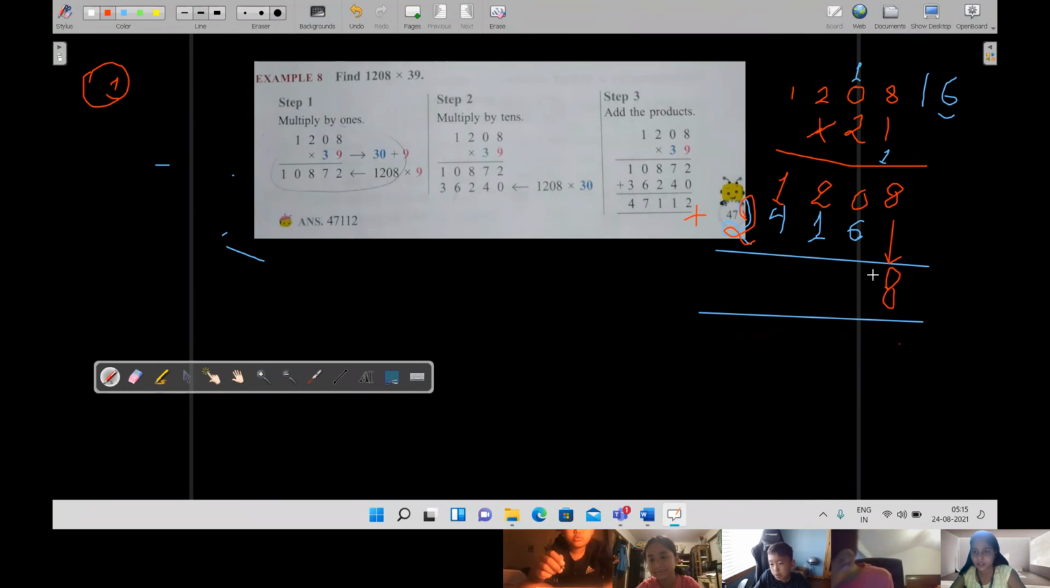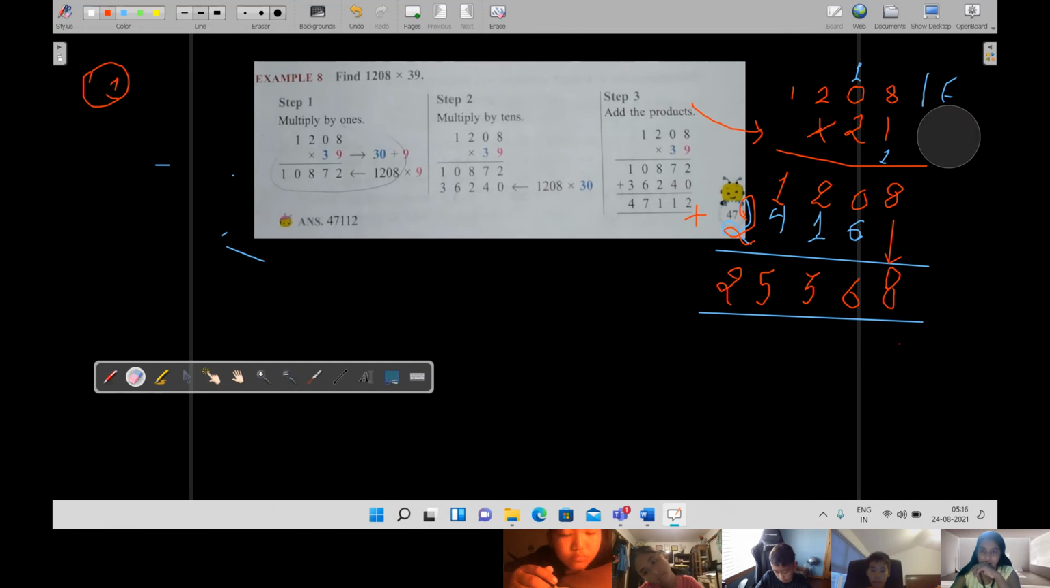We have to just add it. 6. Here is what? 6. Fine. After then? 5. Okay, fine. After then? 2. Yes. So you can see that is the method I'm using. Is there any problem? Now you understand? Yeah. So can you solve the second step?